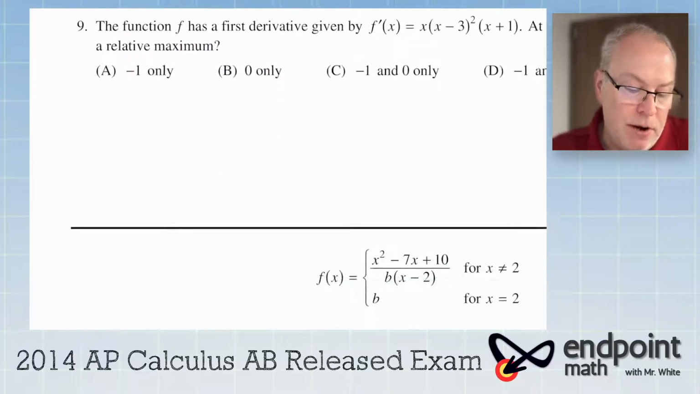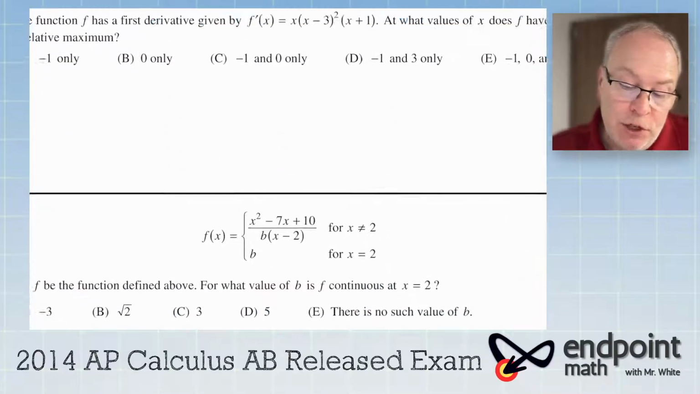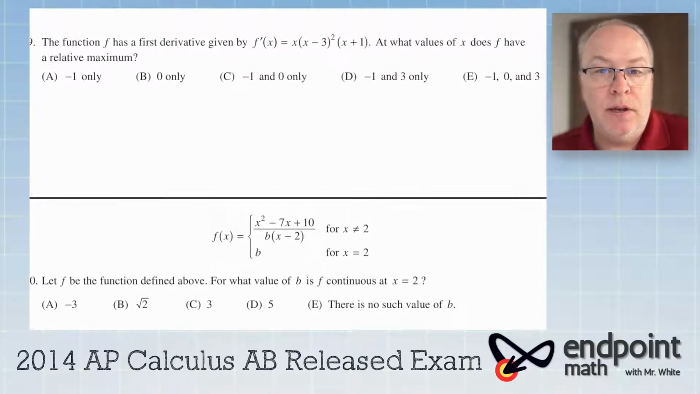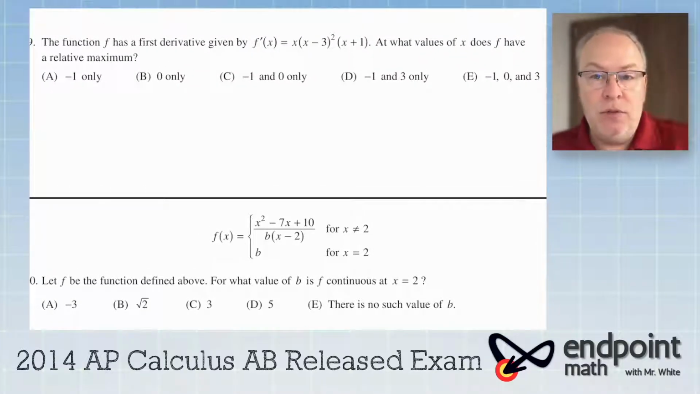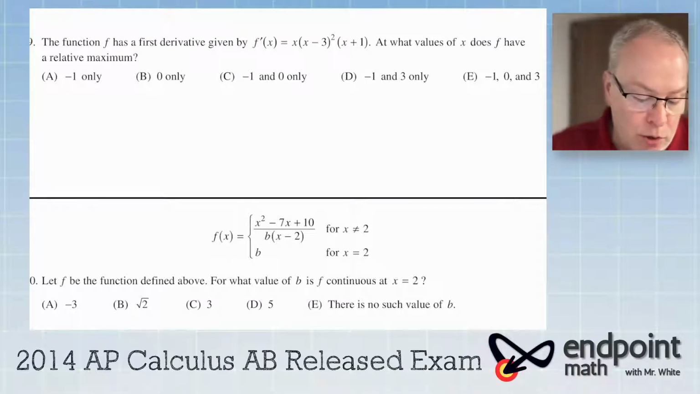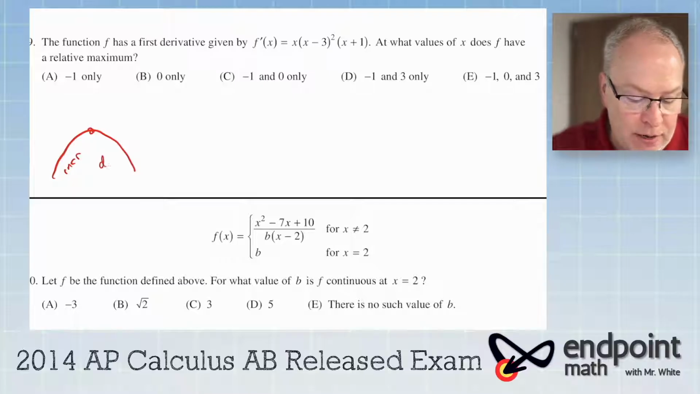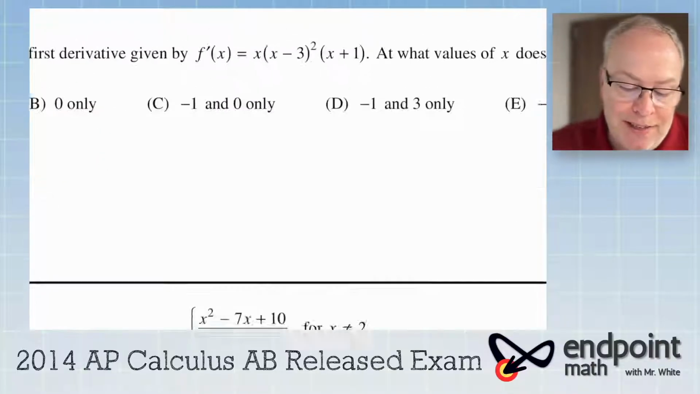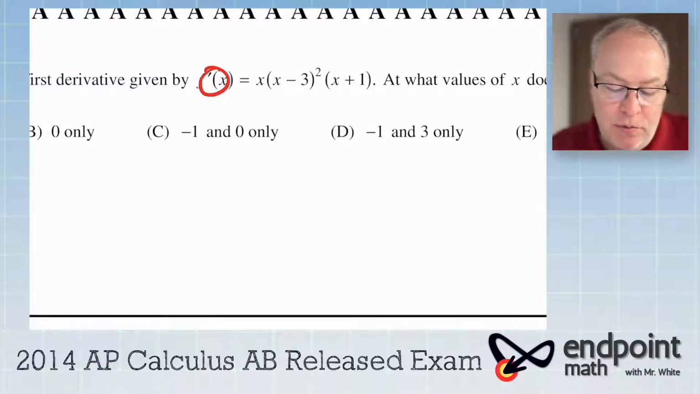All right, number 9. A function has a derivative given here. They've given us the derivative, so we don't have to find it. At what values of x does it have a relative maximum? So we're looking for a place where we change from increasing to decreasing. What we do is we find the zeros first of all. We set this equal to 0. That happens at x equals 0, x equals 3, and x equals -1.